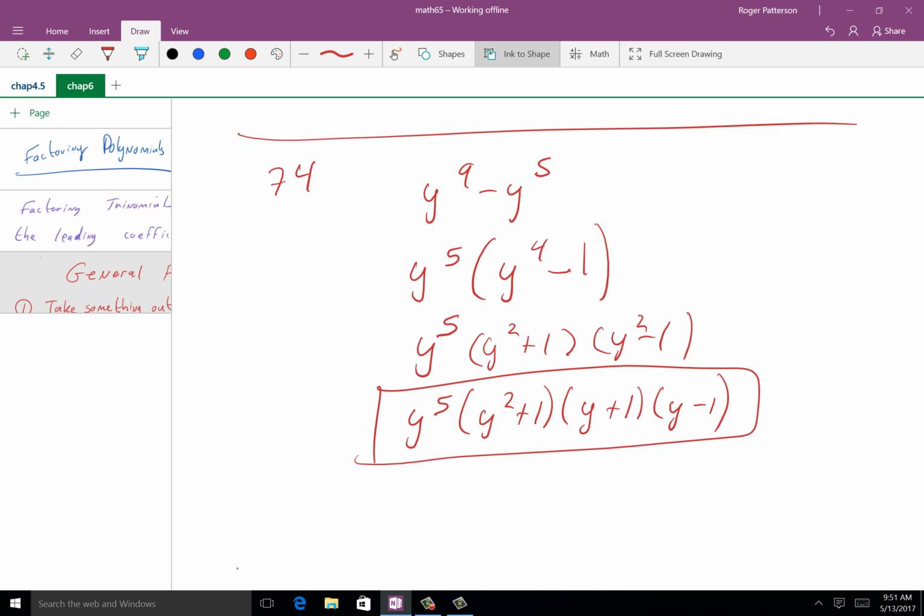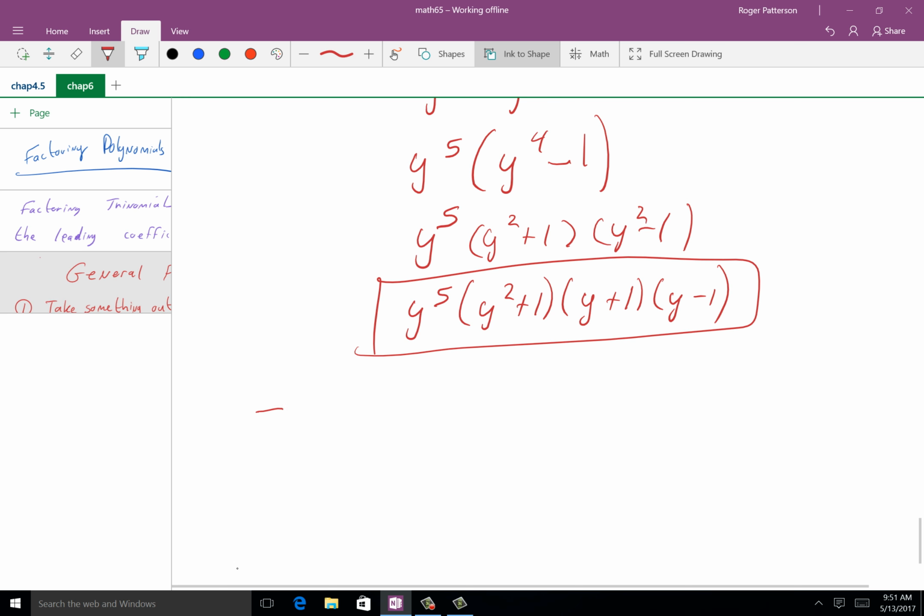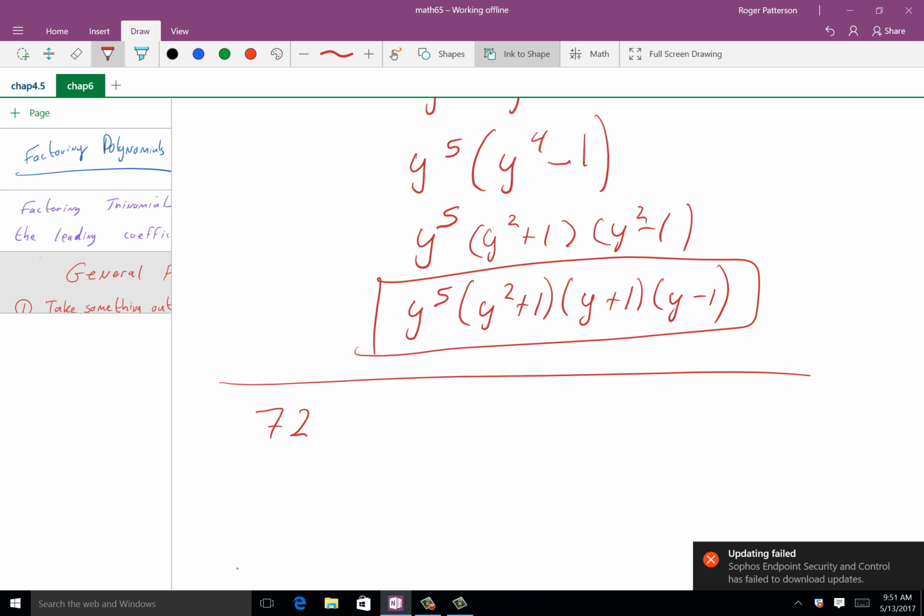R squared minus 9r minus 70. Good. Okay. Got the 3r out of there. Now what are we left with inside?